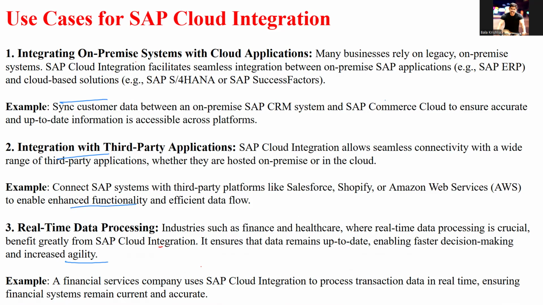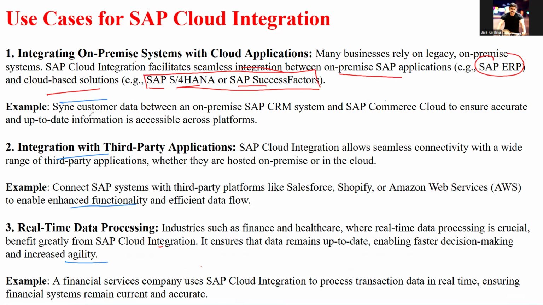How? Many businesses rely on legacy on-premises systems. SAP Cloud Integration facilitates seamless integration between on-premises SAP applications. On-premises application means we are always extracting the information from the ERP, enterprise resource planning. It is very important from on-premises system applications like SAP ERP. Cloud-based solutions are SAP S4 HANA and then SAP SuccessFactors. I will discuss in the next session what SAP S4 HANA or SAP SuccessFactors is.